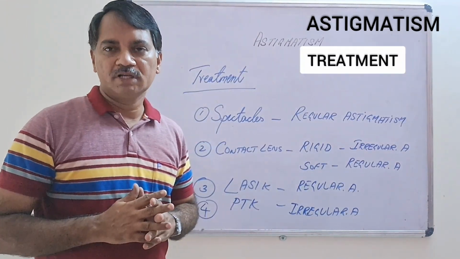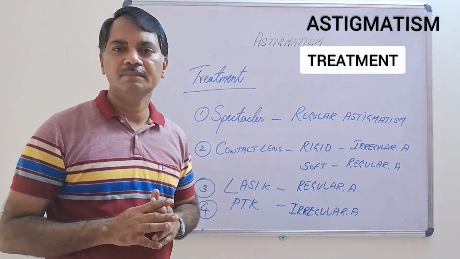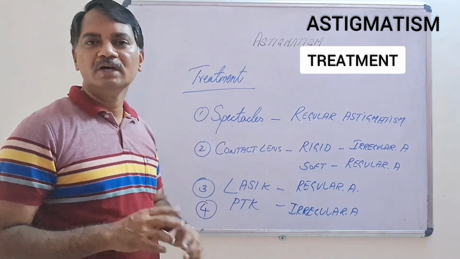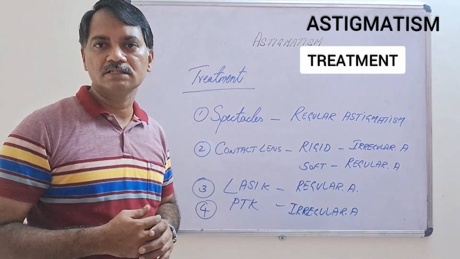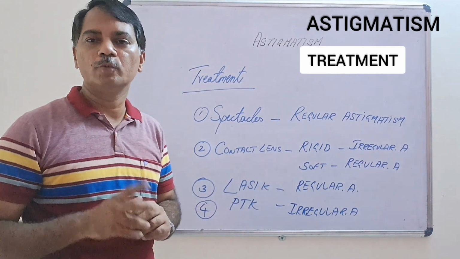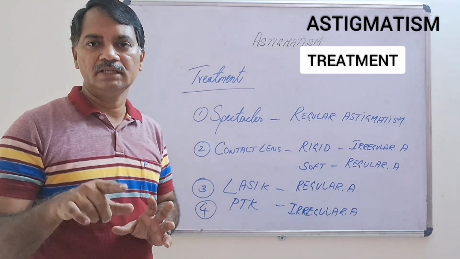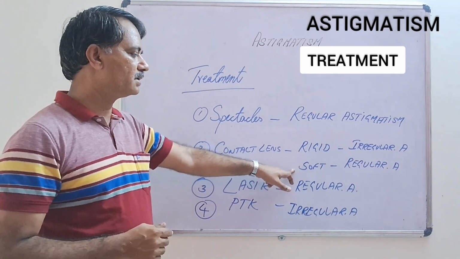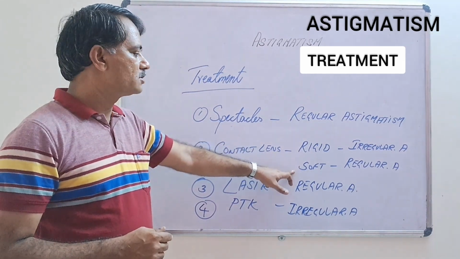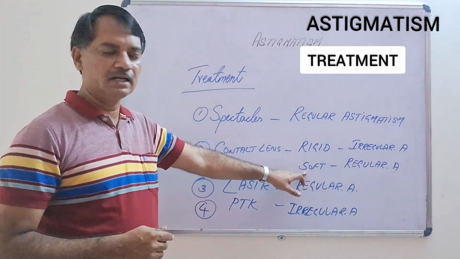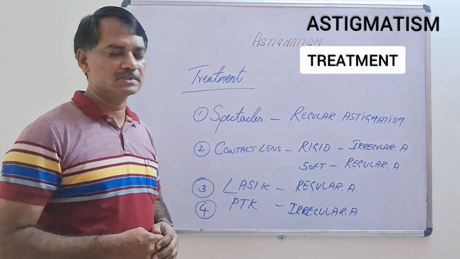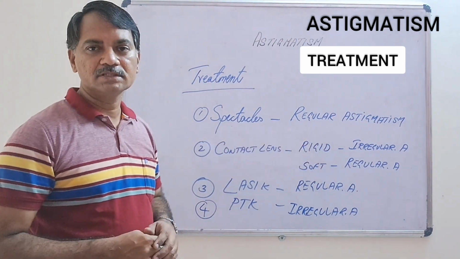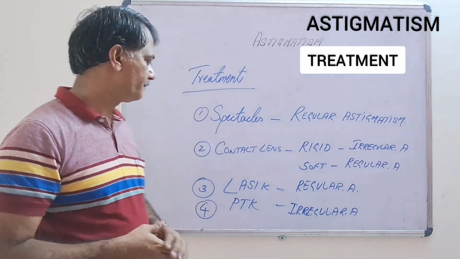Coming to the treatment for astigmatism. Astigmatism can be very well treated with spectacles in case of regular astigmatism. We give cylindrical lenses which will have different curvature to match the altered curvature in the eye of the patient. Contact lens. You have two types of contact lens. One is a soft contact lens and the other is a rigid contact lens. Soft contact lenses with the cylindrical power can be used in regular astigmatisms. Rigid contact lenses can be used in irregular astigmatisms where there is an irregular surface of the cornea.